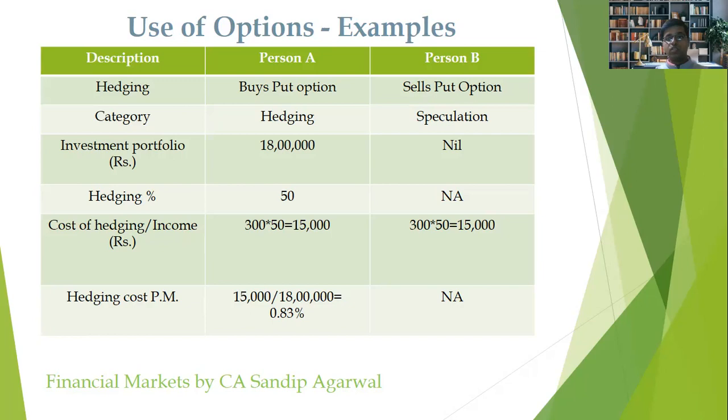Now, what is the hedging cost? The 15,000 divided by 18 lakhs comes to 0.83% per month. So see, hedging is a very costly tool. Even the big institutions, the mutual funds and FIIs, keep on hedging their portfolio, but they also don't hedge it fully. Because obviously, if you start hedging your portfolio month on month, your hedging cost will turn out to 10% a year. That is 0.83% per month into 12, that will be close to 10%.